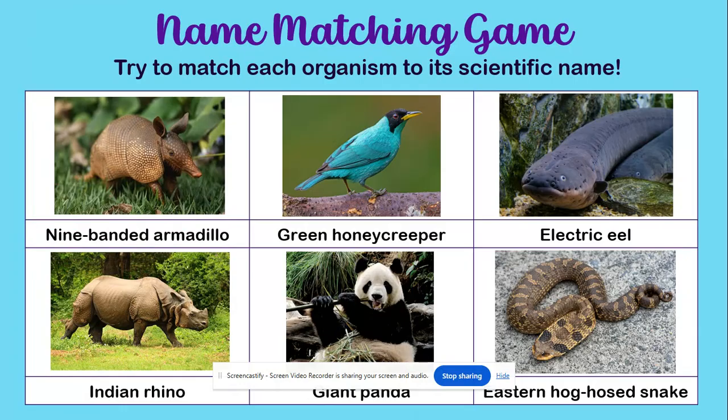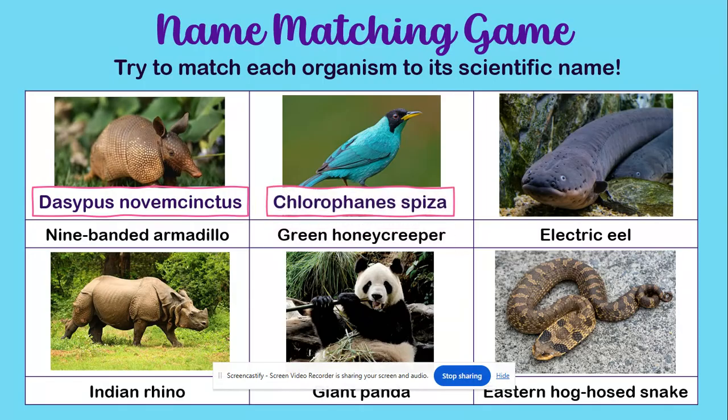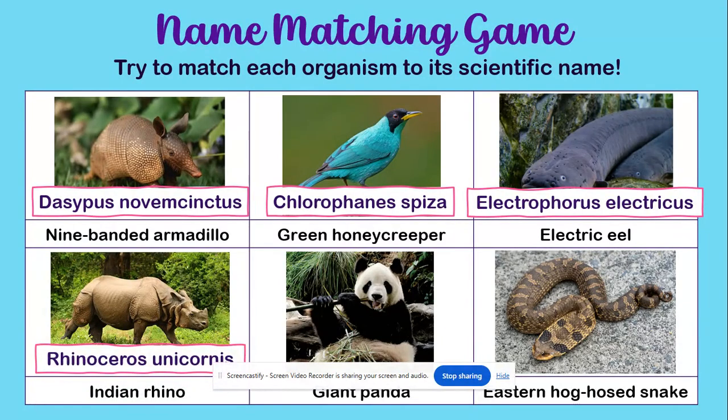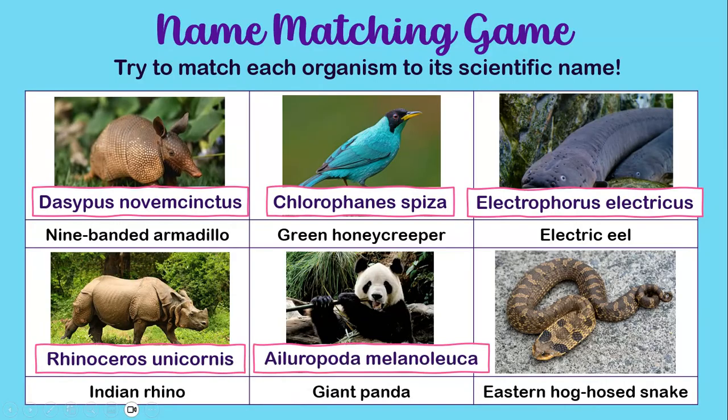Okay, we'll go through what the scientific names are for each of these, and you can correct your paper if you'd like. The nine-banded armadillo is Dasypus novemcinctus. The green honeycreeper is Chlorophanes spiza. Electric eel is Electrophorus electricus. The Indian rhino is Rhinoceros unicornis. The giant panda is Ailuropoda melanoleuca. And eastern hognose snake is Heterodon platirhinos.